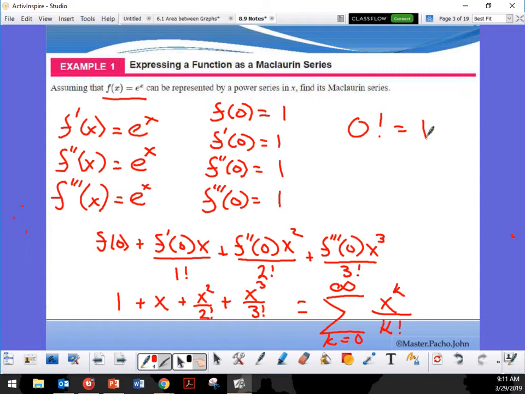So 3 factorial is 3 times 2 times 1, which is 6. 2 factorial is 2 times 1, which is 2. So you went from 6 to 2, so you divided by 3. 1 factorial is just 1. So then you went from 2 to 1, so you divided by 2. So then the next one you divide by 1.